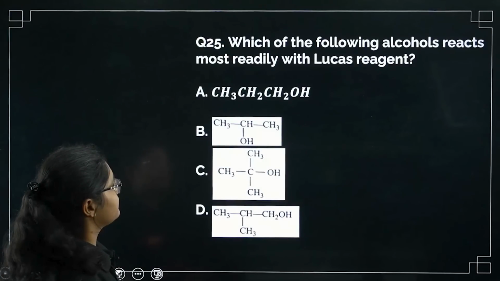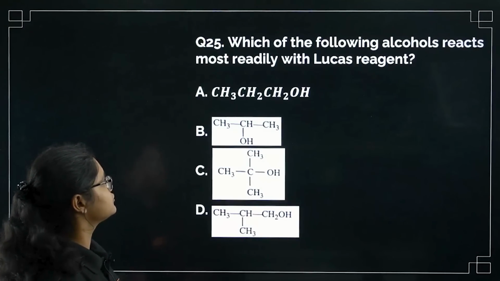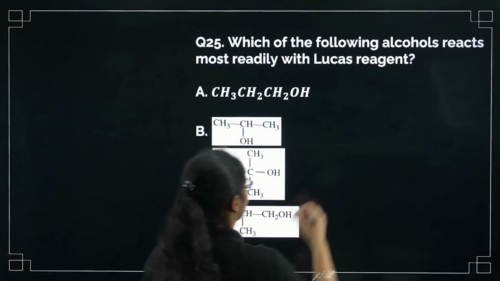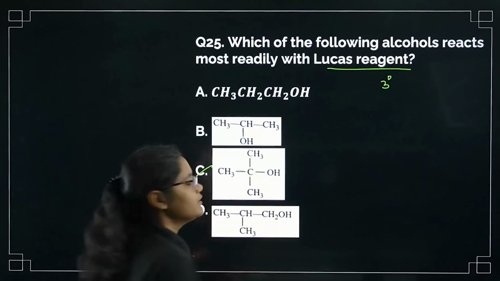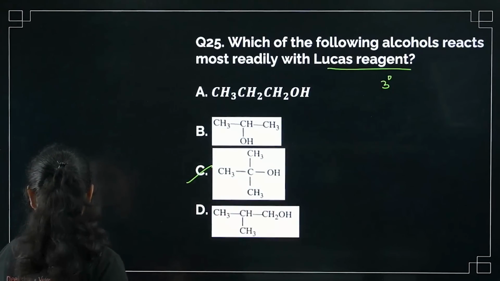Next, moving to question number 25, which of the following is most readily reactive with Lucas reagent? We know tertiary alcohols are highly reactive, so option number C here.